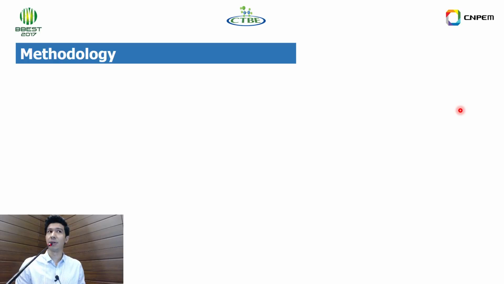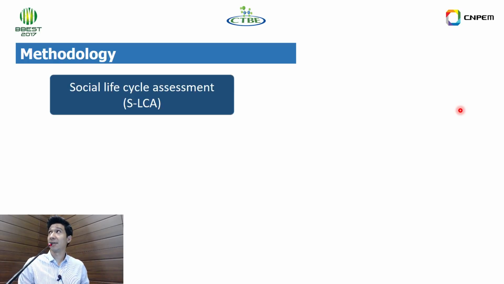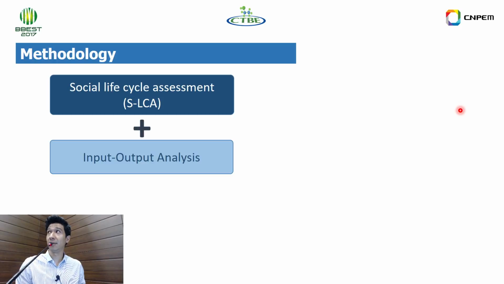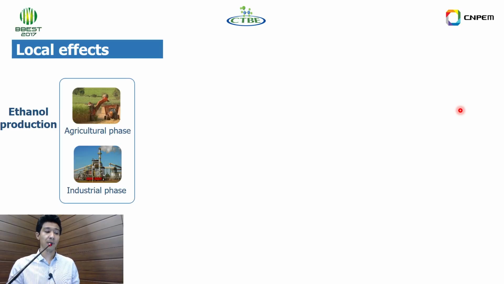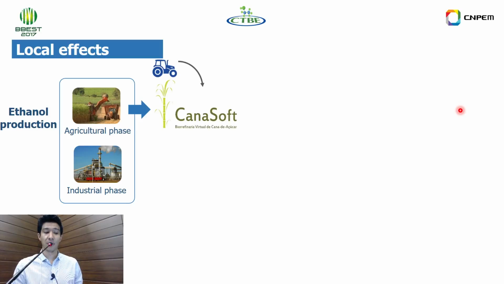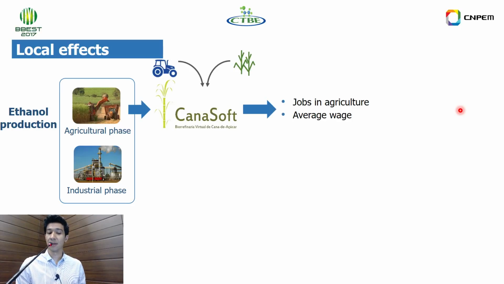And what is the methodology we use in the virtual sugarcane biorefinery? We basically depend on social life cycle assessment and input-output analysis. Then we can calculate both the local effects and the effects over the entire supply chain. This afternoon I will present only the impacts we have on workers. Basically, we can simulate the agricultural and industrial phases using our software. For example, we can vary agricultural parameters in agricultural operations, and this will influence the jobs we create on the agricultural side.